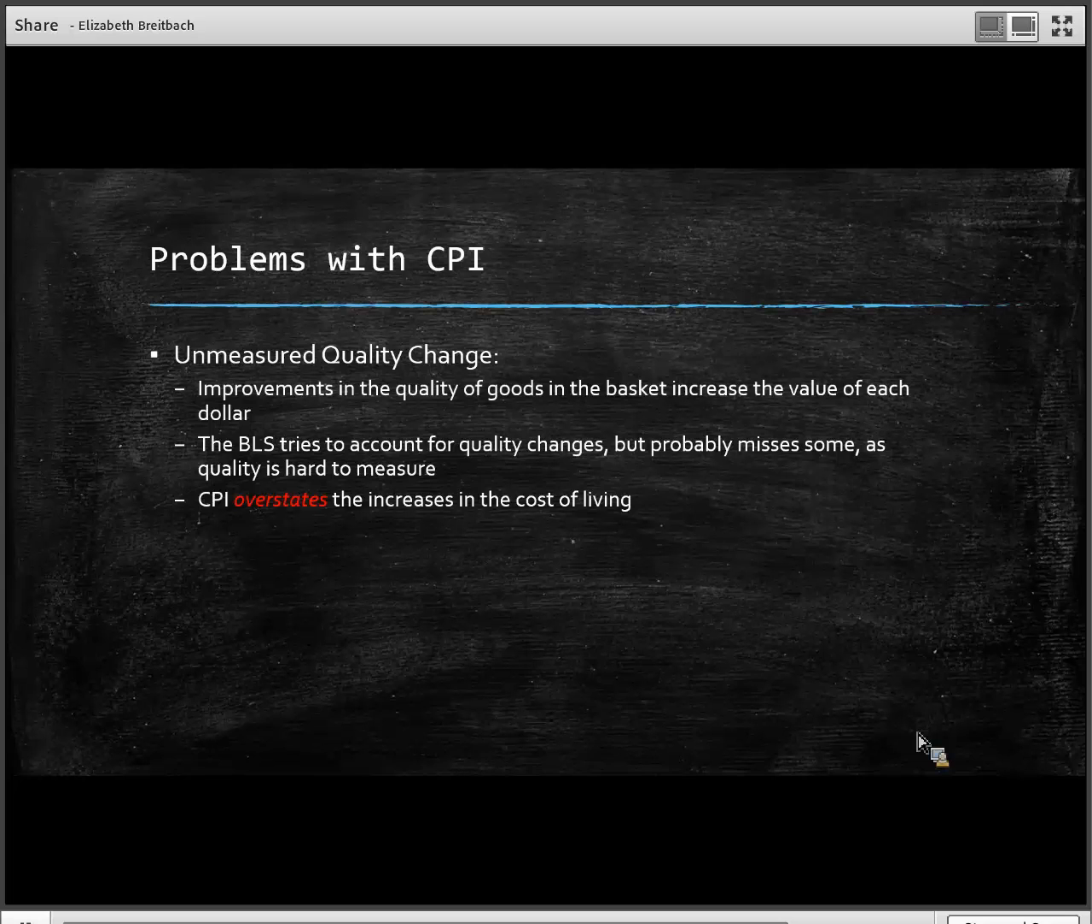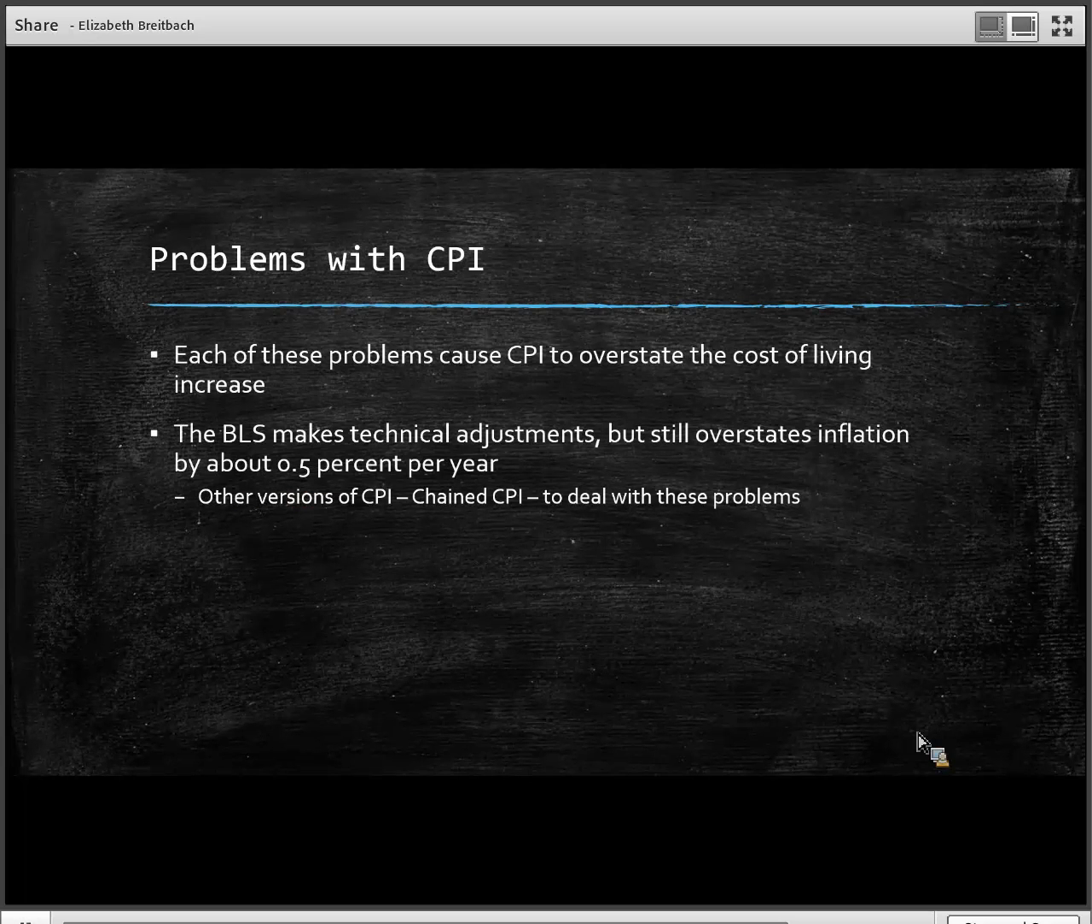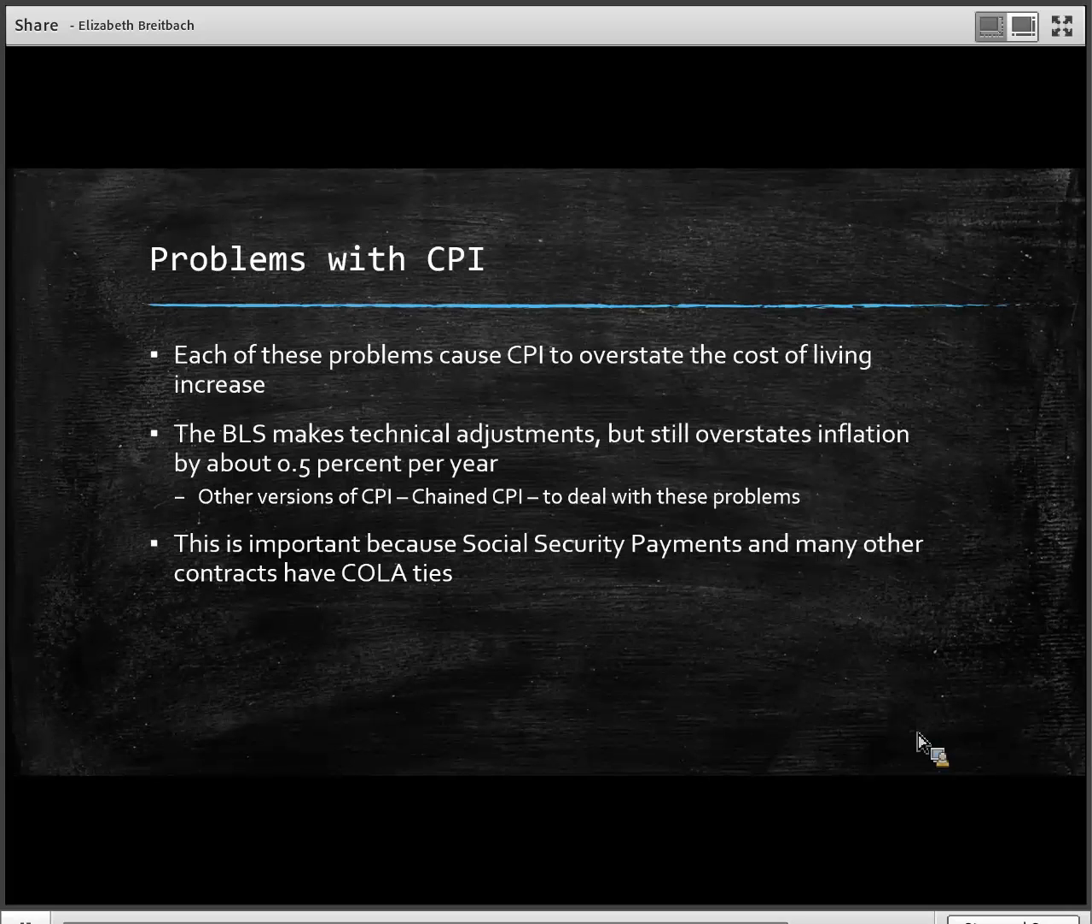So we have these three problems with our measure of CPI. We can talk about the substitution bias, the introduction of new goods, and unmeasured quality changes, all overstating the increase in the cost of living. And again, this does have actual effects. So why is this important? It's important because we have Social Security payments and other wage contracts that have COLA ties. They're automatically adjusted based on this measure of inflation.